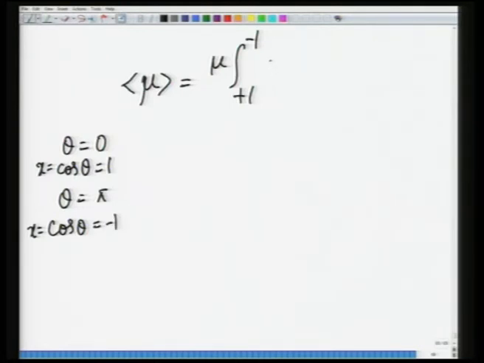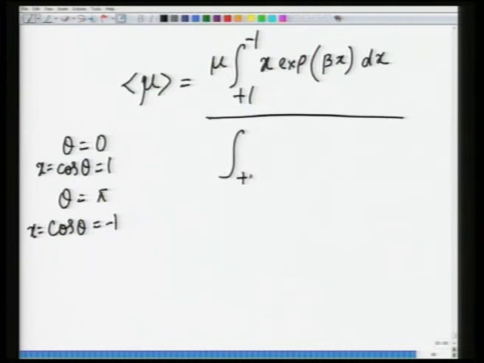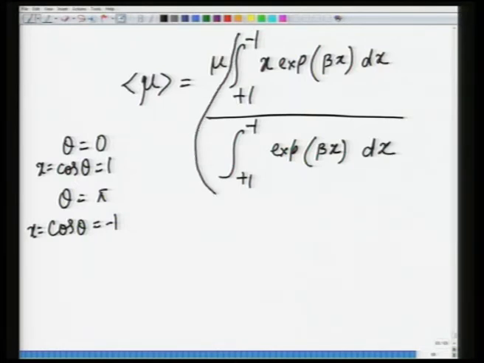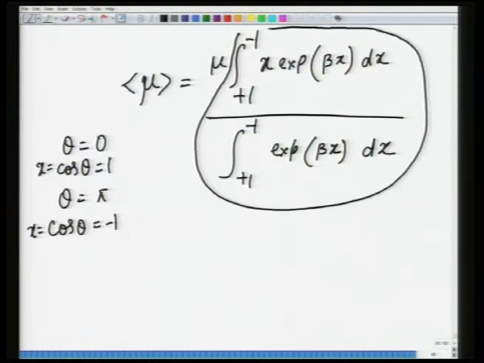So mu average is mu times the integral from -1 to +1 of x exponential of beta x dx, divided by the integral from -1 to +1 of exponential of beta x dx. This whole expression is called L(beta), or the Langevin function.